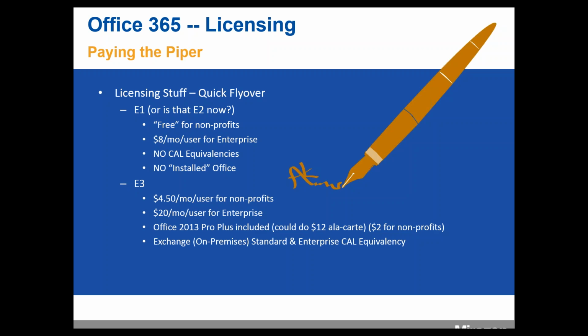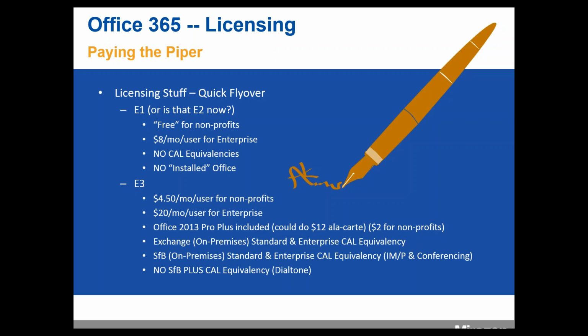E3 gives you Exchange on-premise CAL equivalencies. So maybe you're in that long-term hybrid model and you don't want to buy current CALs, but instead now you want to OpEx your CAL equivalencies for Exchange Online for that hybrid model. Yep, you can do that. You also get your Skype for Business on-premises standard and enterprise CAL equivalencies to cover IM, presence, and conferencing. Not the server product, but the CAL equivalencies. But there's not a plus CAL. I mentioned before the plus CAL gives you dial tone. E3 does not give you that CAL equivalency.